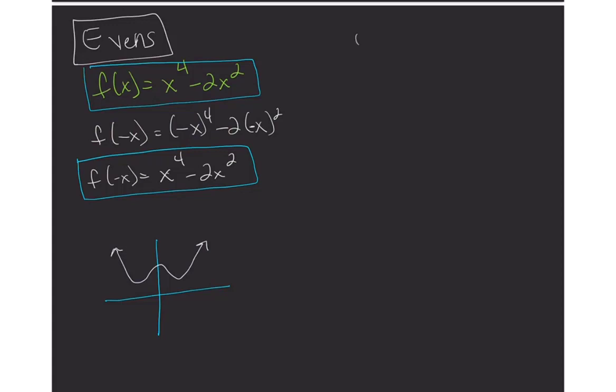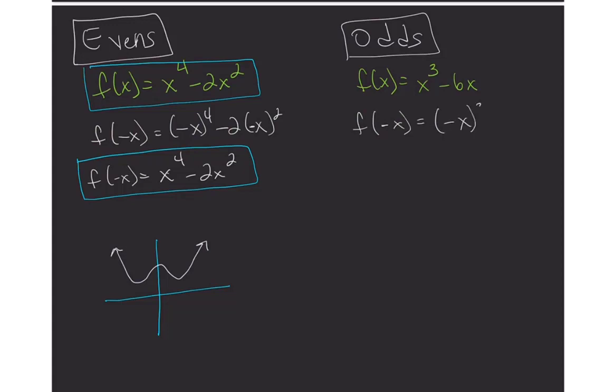So then if it comes to odd, let's say we had f of x equals x to the third minus 6x. We're going to do the same thing. What are we going to put in for x? We're going to put in negative x. So negative x to the third minus 6 times negative x. And then now we're going to simplify. We get negative x to the third plus 6x.